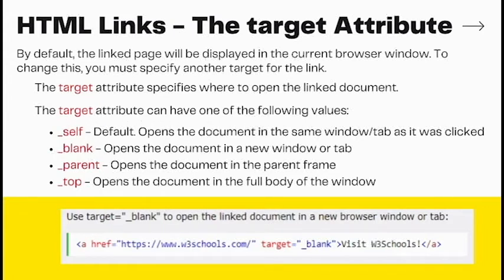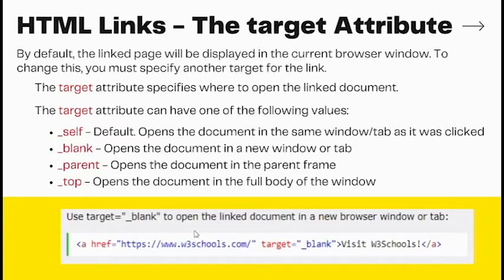So with the target, once you click the link, you will see whether it opens in another window or in the same tab, or in itself. If it is _self, which is the default, it opens the document in the same window or tab as it was clicked. _blank opens the document in a new window or tab, _parent opens the document in the parent frame if you are using frames, and _top opens the document in the full body of the window.